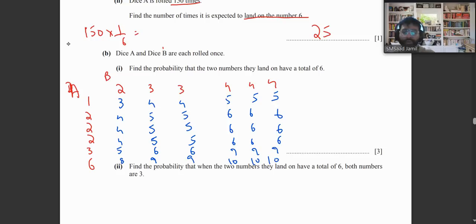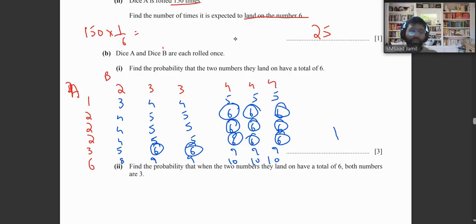So how many outcomes are there? There are 36 outcomes, right? 1, 2, 3, 4, 5, 6, 7, 8, 9, 10, 11, 12 and so on, 36 outcomes. And out of that, find the probability that the two numbers they land on have a total of 6. So guys, how many times do we get 6? 1, 2, 3, 4, 5, 6, 7, 8, 9, 10, 11. So it's 11 upon 36. Out of 36 times we get the sum of both numbers as 6, 11 times.